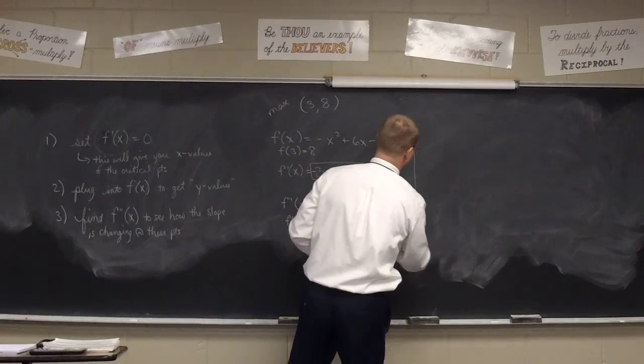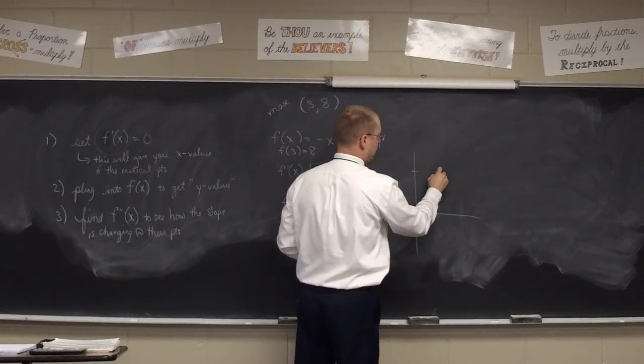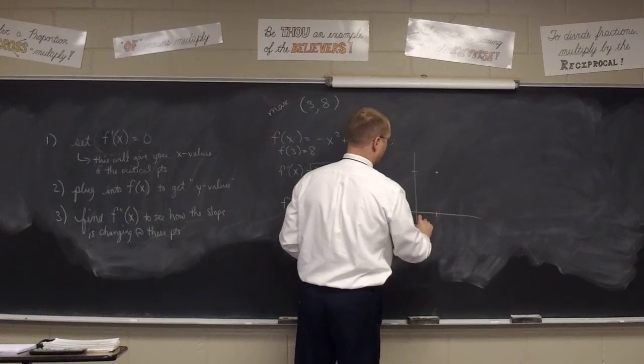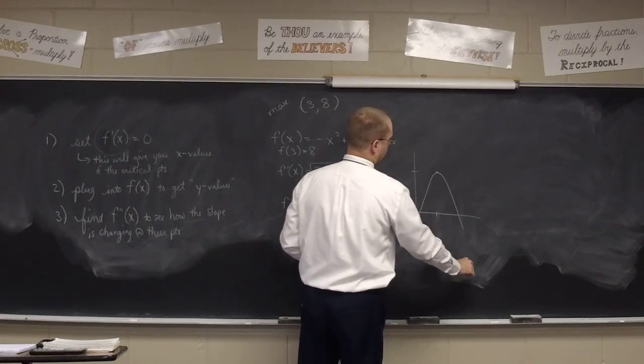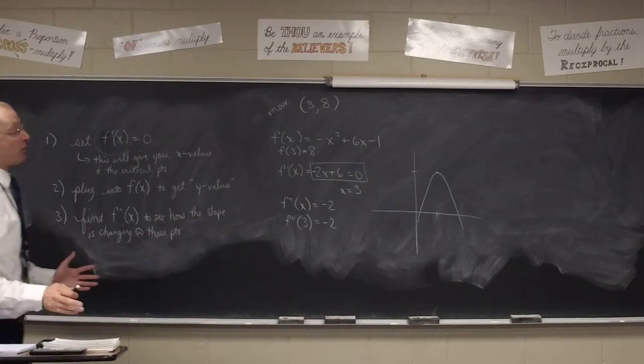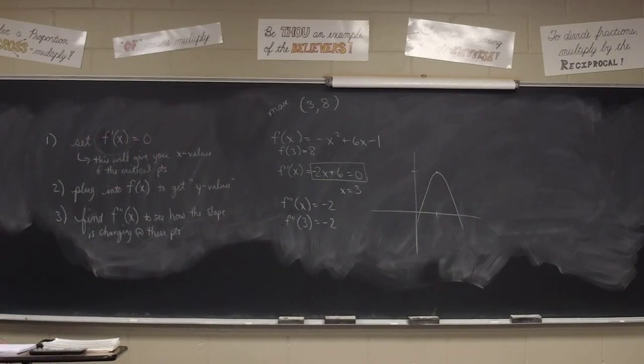So, our quick sketch, over 3, up 8, and the graph is going to go down. Now, again, how wide is it? I don't know, but that's a rough sketch of what my graph would look like. And we're done. Questions on that?